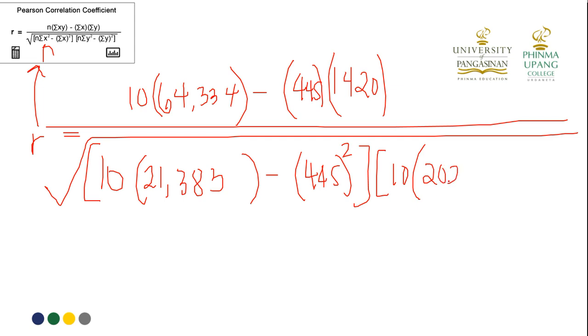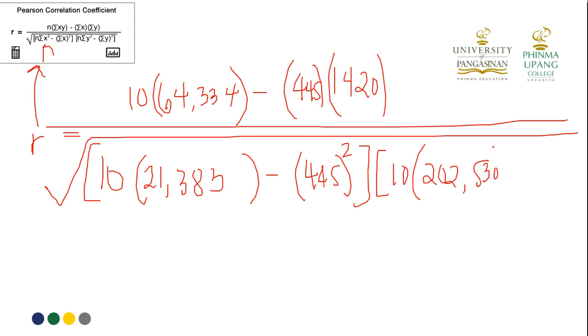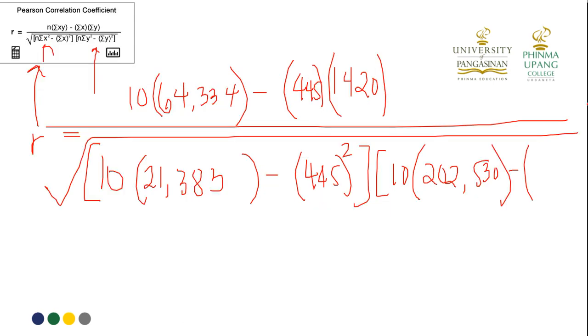Then 202 ko dito sa ating summation of Y squared, 530. Meron tayong minus doon, no? Which is summation of your Y, which is 1,420. 1,420 squared, closed. What is the answer? 3 decimal places.